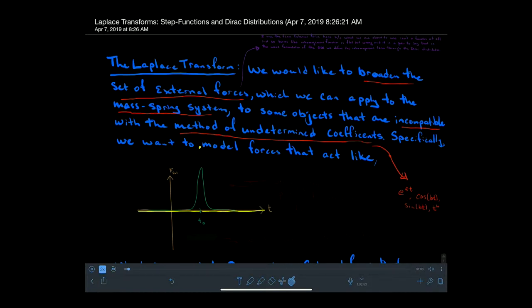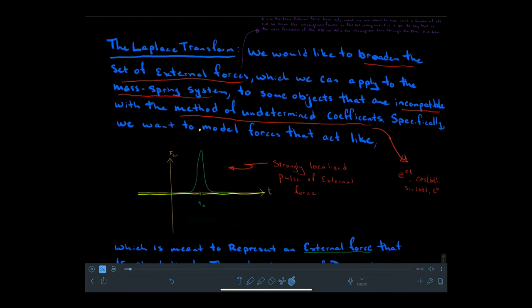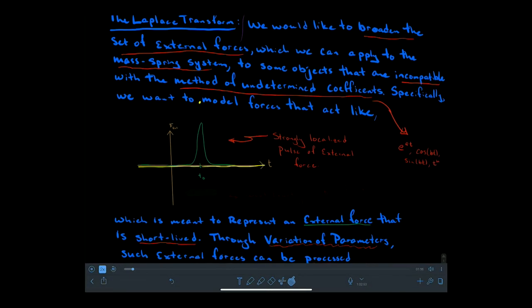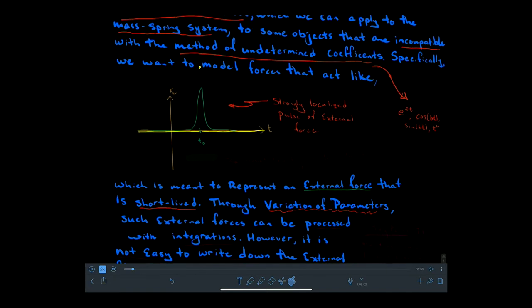So we want to model forces that act like this guy over here, and what this is, is a strongly localized pulse of external force, something that is short-lived. Anybody that's doing the second-order theory final project will see the variation of parameters technique. And that technique is compatible with this sort of external force. At the same time, the Laplace transform technique is maybe more applicable over a wider array of problems. And so we're going to get around the shortfall of the method of undetermined coefficients with this thing. Okay. The main point here is that these sorts of forces can be processed with integration.